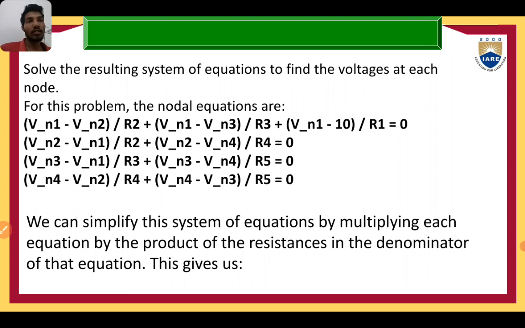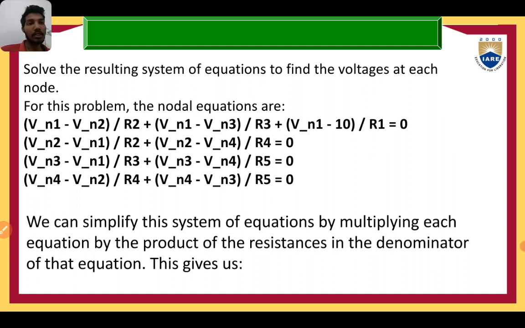For this problem, the nodal equations are: (Vn1 minus Vn2) by R2 plus (Vn1 minus Vn3) by R3 plus (Vn1 minus 10) by R1 equal to 0. (Vn2 minus Vn1) by R2 plus (Vn2 minus Vn4) by R4 equal to 0. (Vn3 minus Vn1) by R3 plus (Vn3 minus Vn4) by R5 equal to 0. (Vn4 minus Vn2) by R4 plus (Vn4 minus Vn3) by R5 equal to 0. These are the nodal equations.